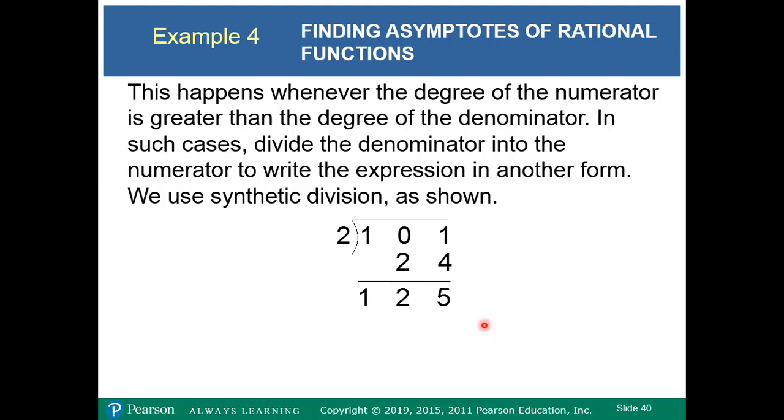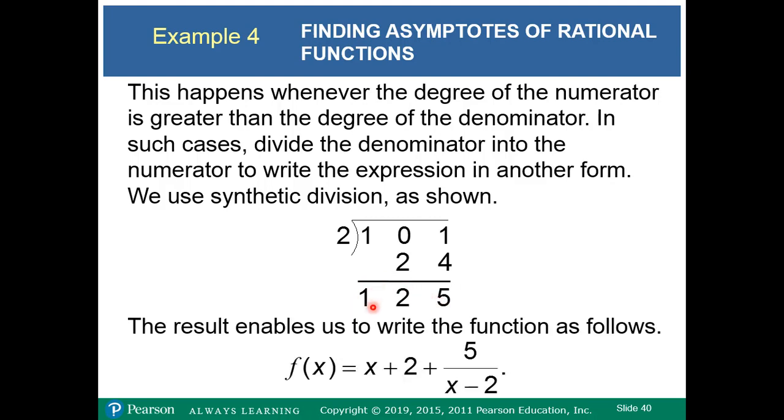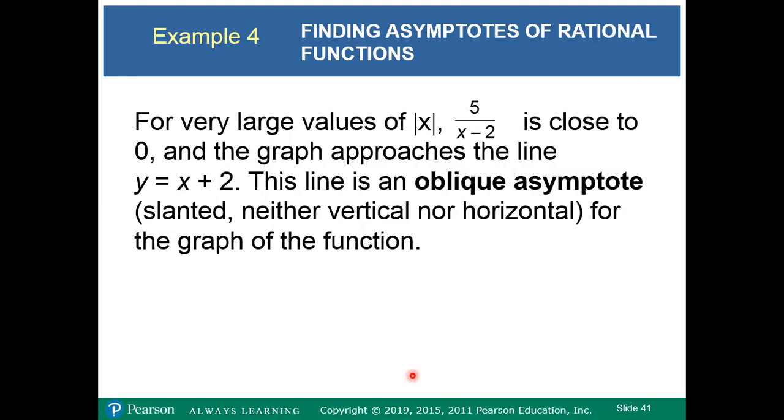This happens whenever the degree of the numerator is greater than the degree of the denominator. In such cases, we want to divide the denominator into the numerator to write the expression in another form. So if we use synthetic division, we're going to get this. We get our remainder, which we're going to ignore, and then this gives us our quotient. And so we get this plus this. What this tells us is there is a slanted asymptote at x plus 2. This is what we call an oblique asymptote.